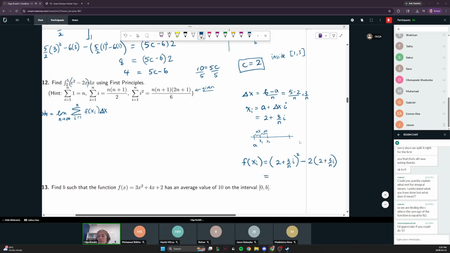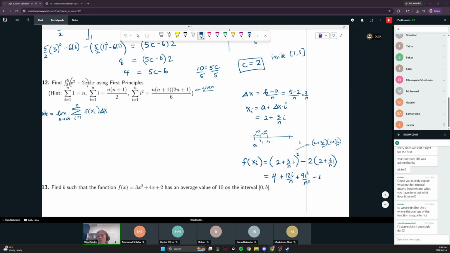Now, you would want to expand this as much as possible. When you put it back in, it's a little bit easier to do the limit afterwards and use summation. So if I expand the bracket, 2 plus 3i over n, when it's squared, you actually need to multiply the two brackets together. So you do FOIL: first, outer, inner, last. That's going to be 4. Outer and inner give you 6 plus 6, that's 12i over n. And the last term is 9i squared over n squared.